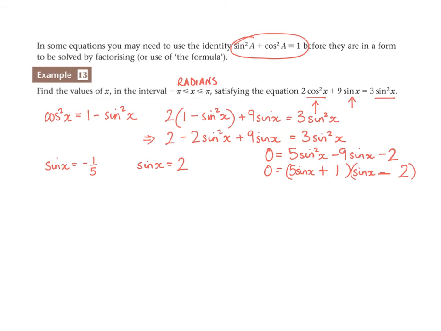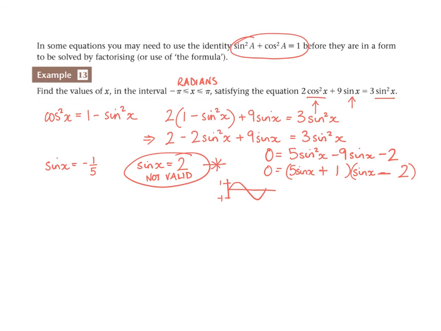Now, if sine x is equal to 2, that's a bit of a problem, because if you pop that into your calculator to get the principal value, it'll say math error. And that's all because your graph can only go up to plus 1 or minus 1. So what we need to do there is say that that is not valid.